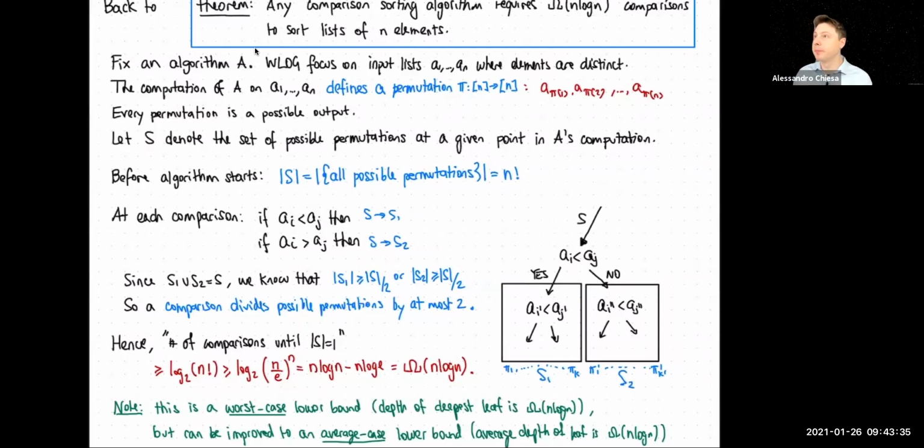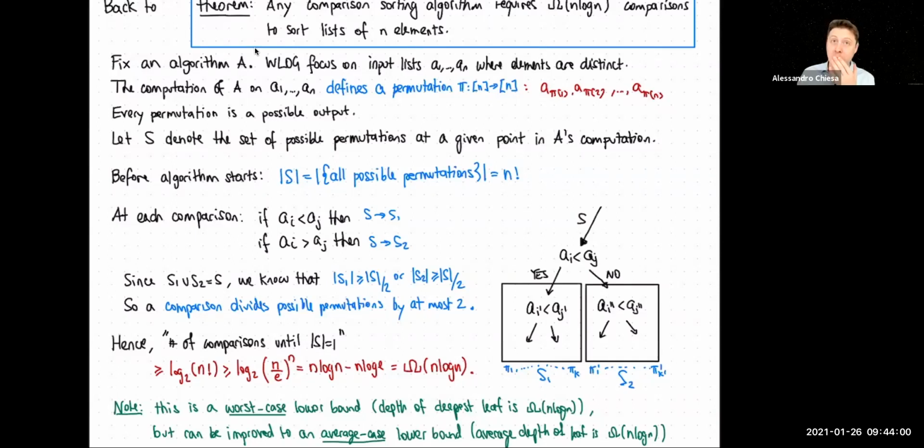Yeah. So shouldn't the number of comparisons be less than or equal to log n factorial? Because n factorial is the number of leaves. And if you have a comparison at each layer, your depth is going to be less than or equal to log of n factorial. So shouldn't the comparison be less than?